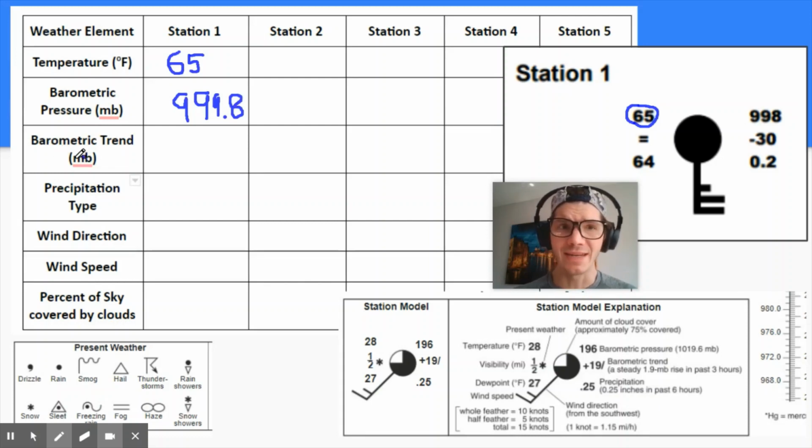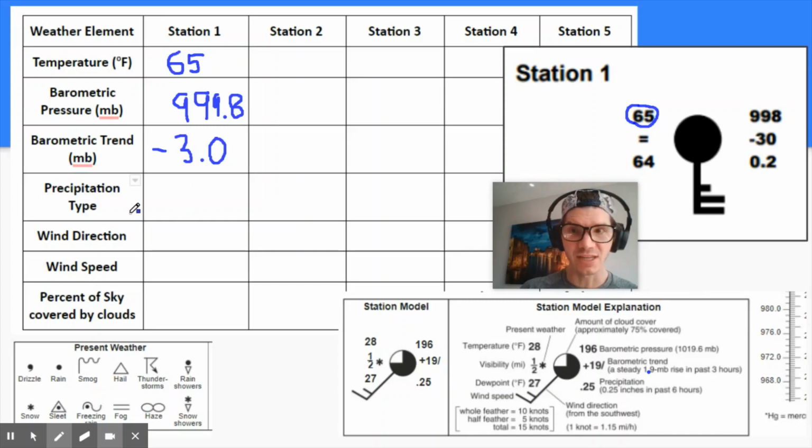The barometric trend, what's happening, sorry we didn't go over this before, but you'll see a plus or a minus indicating if the pressure is increasing, we'll have a plus, and decreasing if there's a minus. And just like it does here in the explanation, it will also put a decimal point in between the true value. So if we see -30 here where it says barometric trend, then I know that it is decreasing 3.0 millibars according to this station diagram.